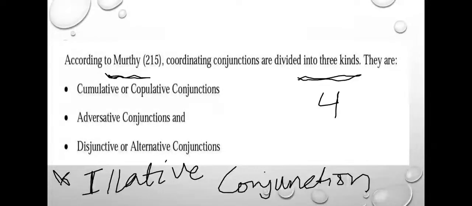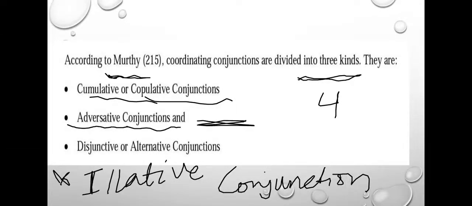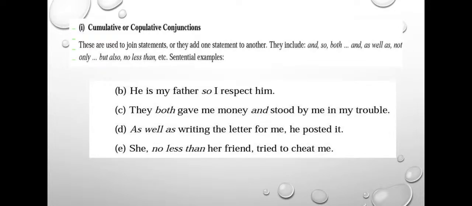The first one would be cumulative or copulative conjunction. I will give you the details. Adversative conjunction, and yeah, I forget, and this one, disjunctive or alternative conjunction. These are 4 different types of coordinating conjunction. Before that, our teachers used to tell us coordinating conjunction is this and this, but this time you came to know that we have 4 different types. Okay, let's move on and talk about cumulative or copulative conjunctions.